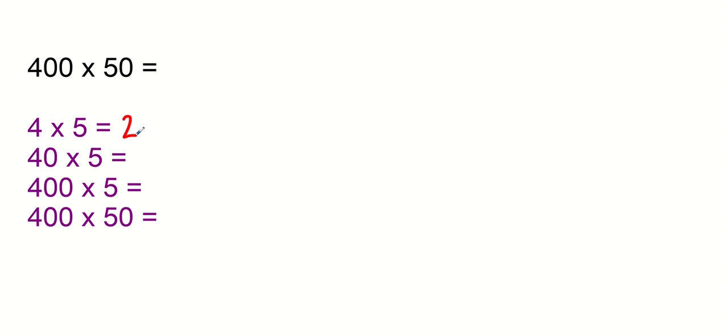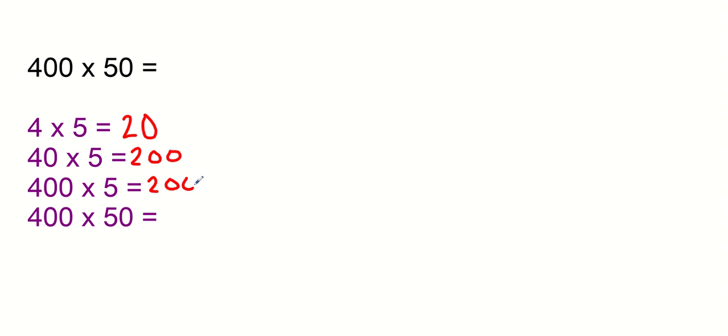So 4 times 5 is 20. So we're now going to times by 40 instead of 4. Our 5 stays the same, so our answer is going to be 10 times bigger, because the 4 is 10 times bigger. It's now 40. I'm going to make that 10 times bigger again, so our answer will be 2,000.